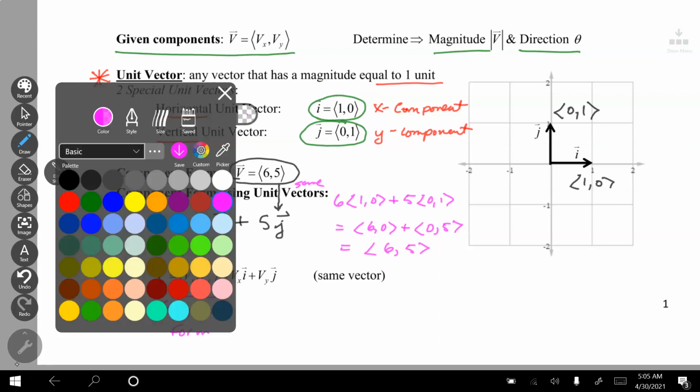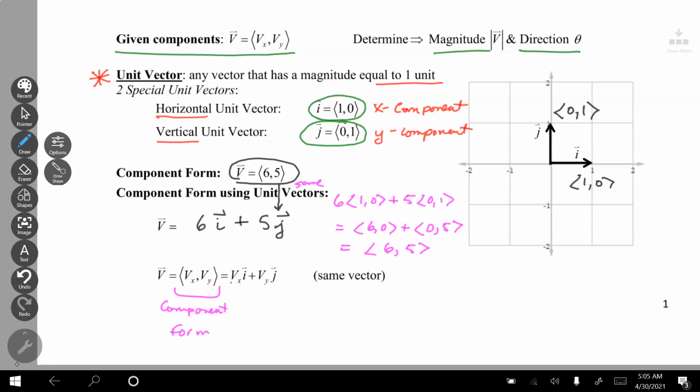But we do need to know this other form, and this other form is called linear combination form, just using i's and j's. Don't get caught off that i's and j's are something fancy. I is just the unit vector in the x direction, and j is the unit vector in the y direction.